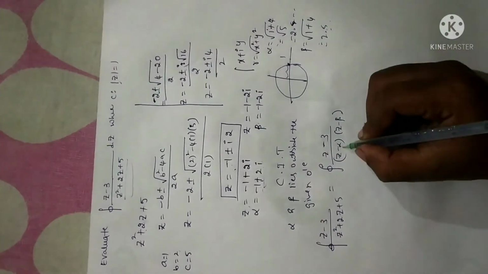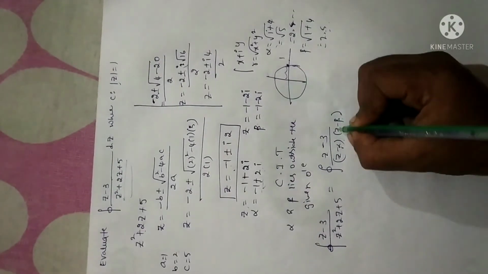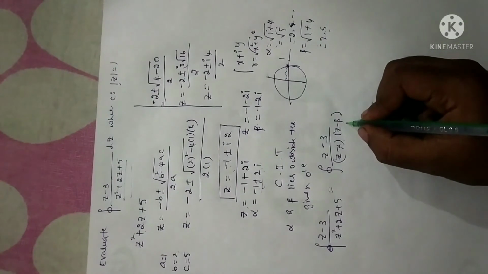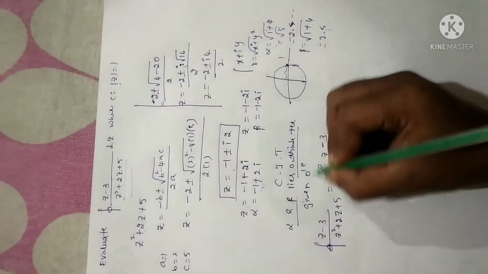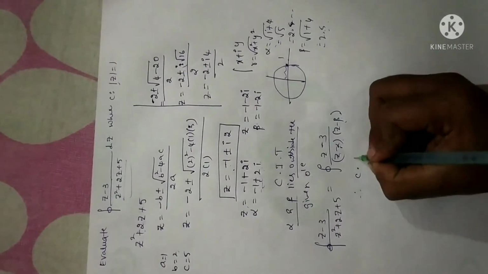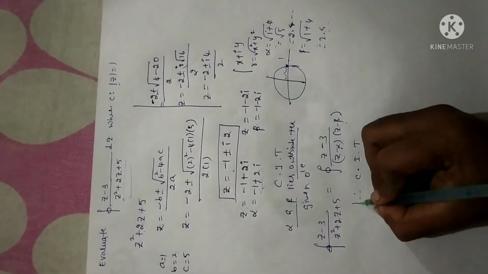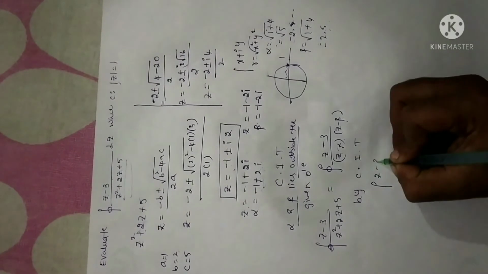So if you substitute alpha and beta here and multiply, you will get back this. That is the meaning of factorization. Fine. So here, since alpha and beta lie outside the circle, I can apply Cauchy's integral theorem. Therefore, by Cauchy's integral theorem, what is the value?